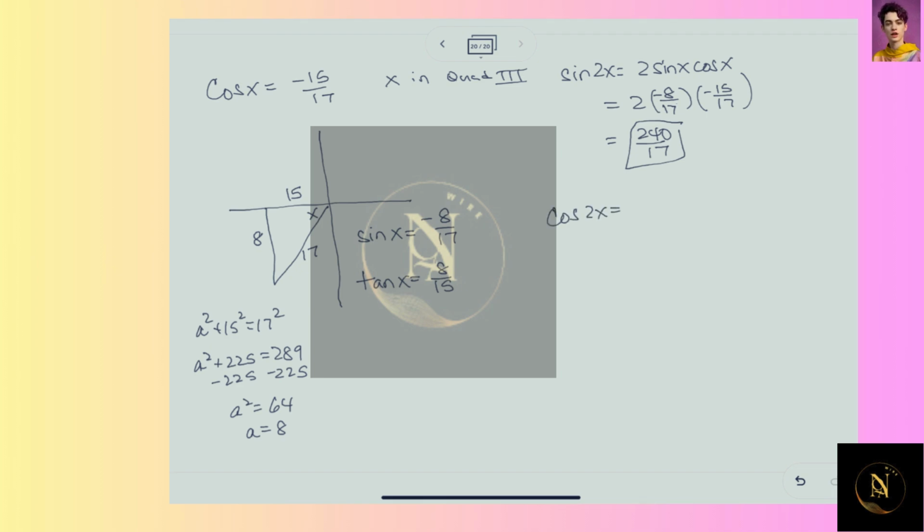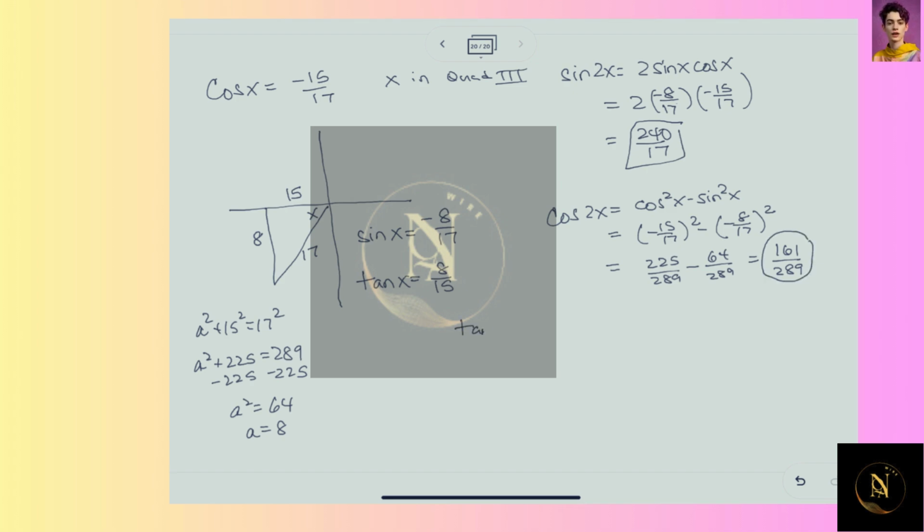Cosine 2x, I'm going to take cosine squared minus sine squared. So cosine was negative 15 over 17 minus negative 8 over 17. Square that. 225 over 289 minus 64 over 289. 225 minus 64 is 161 over 289. And again, that's as simple as that gets.